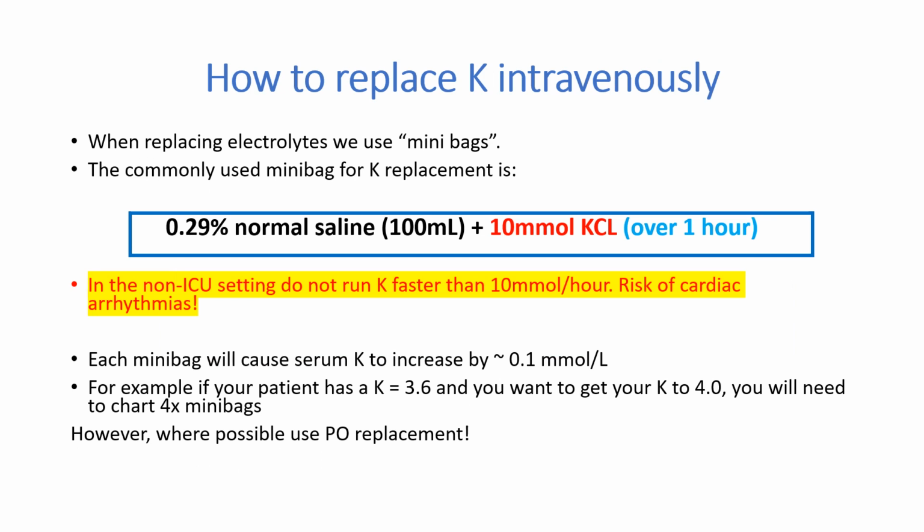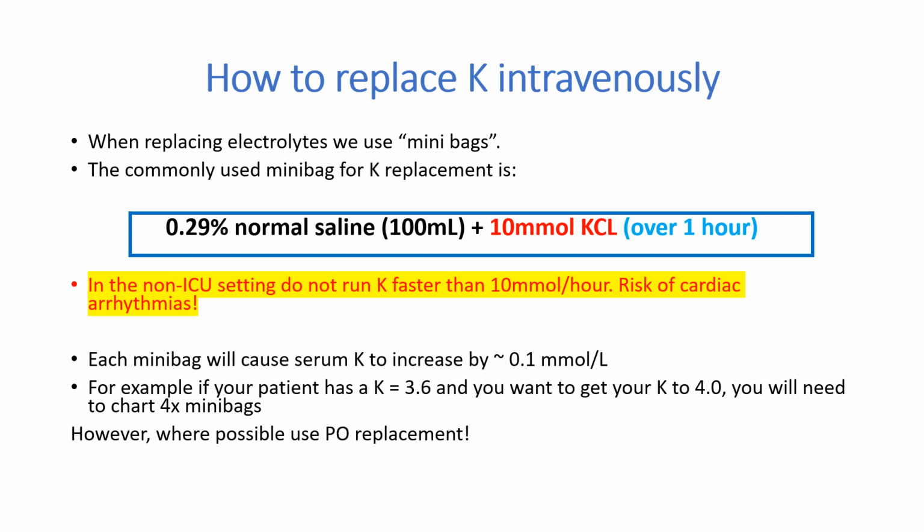We'll start off with replacing potassium intravenously. So whenever we use intravenous replacements, we make use of these mini bags. And there are different mini bags that are available. I'm going to talk about the ones that are most commonly used in Nepean Hospital, and I would imagine most other networks around Sydney as well. So for potassium, you basically get these small 100 ml bags that are made up of 0.29% normal saline, and they contain 10 millimole of potassium chloride. And you run these over 1 hour.